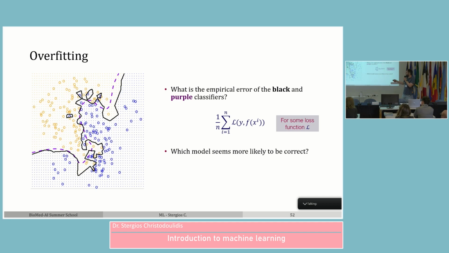So in your training set, in your training data, maybe the black one is more accurate because all these blue dots are properly highlighted. But if you add new data, maybe this black model will not be so accurate. Okay.